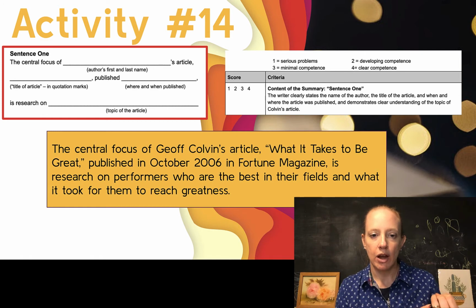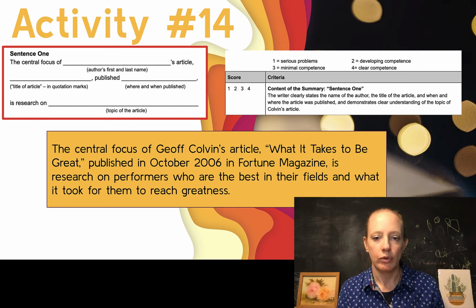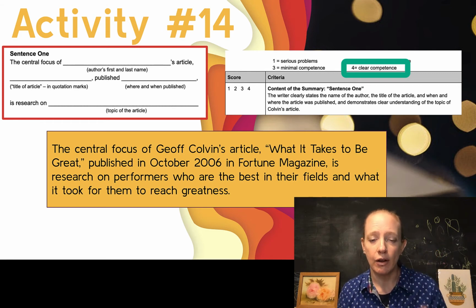So go through the list. Does it have the name of the author? Yes. Does it have the title of the article? Yes. Does it have when and where it was published? Yes. The name of the magazine and the date. And then does it tell you what the article is about? Research on performers who are the best in their fields. Yes, it has all of that. It does it really well. Even if there are grammar mistakes, that's okay. This is still going to be a 4.